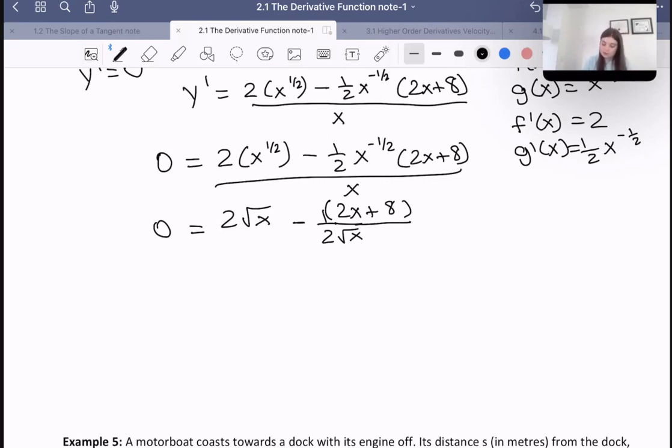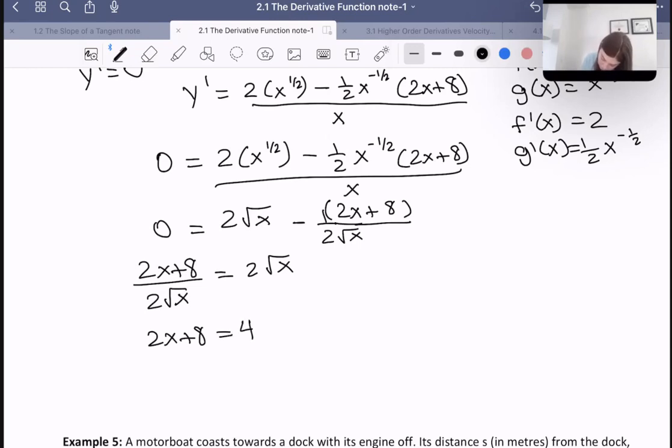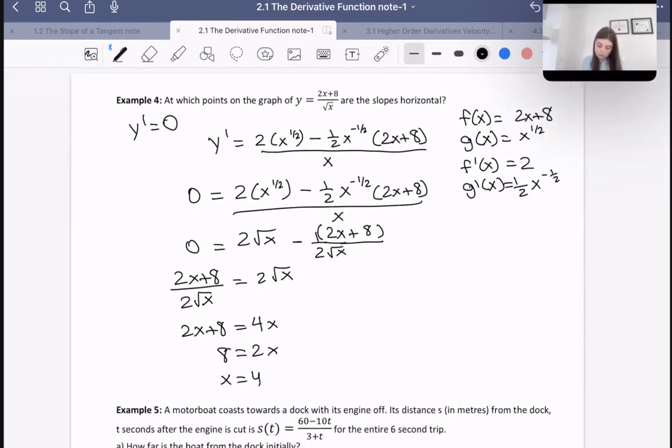Then I'm going to move this to the other side to get 2x plus 8 over 2 root x equals 2 root x, which if we multiply that up, we're going to end up with 2x plus 8 is equal to 4 times x, which means that 8 is equal to 2x, which means x is equal to 4.